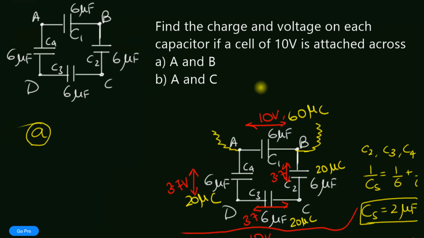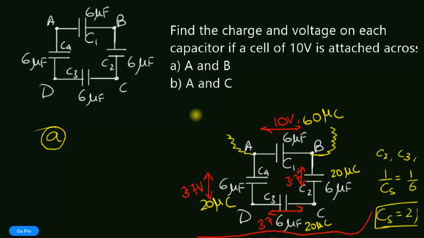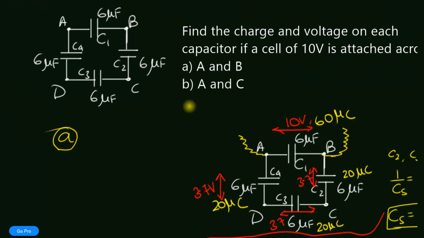All right, let's now find out the solution to the second question. The second question is calculating the effective capacitance across A and C, and then figuring out the charge on each capacitor and the voltage on each capacitor. If you have followed me in this, you should be able to do this yourself. So I really encourage you to pause this video and try this out yourself.